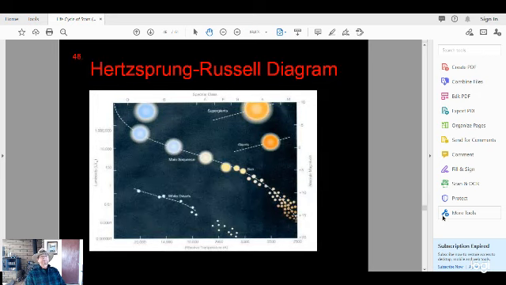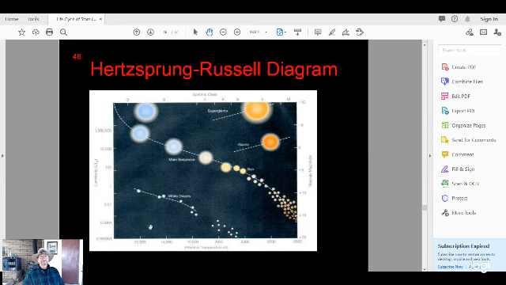As promised, here's your Hertzsprung-Russell diagram. Anything at the top is bright, anything to the right is relatively cool, anything over here is hot. So these are the blue giants. As they run out of fuel, they get cooler and dimmer, but then some of them, of course, become supergiants and become supernova.